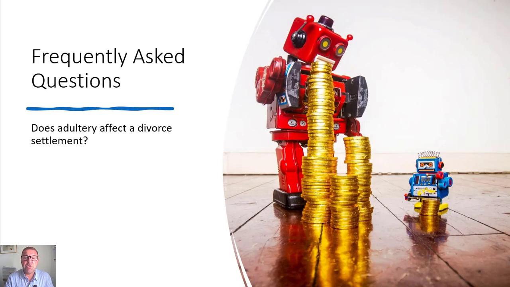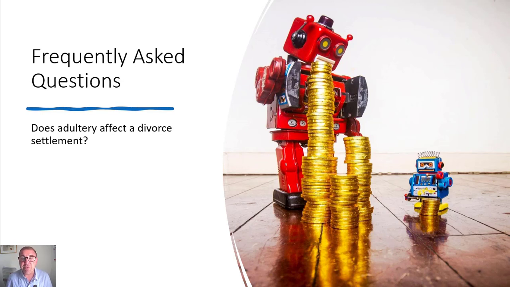Frequently asked questions. Does adultery affect a divorce settlement? Now this is massive. It comes up as well with unreasonable behaviour. The kind of logic is: I didn't want this marriage to end, this person's done this and the marriage has ended, and now my life's changed, and we might not have the same lifestyle as what we had before, and all this kind of stuff, which is completely understandable.